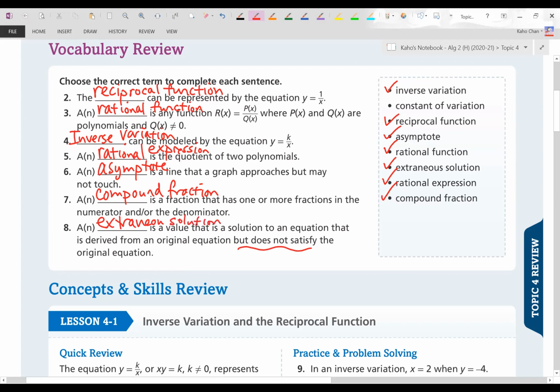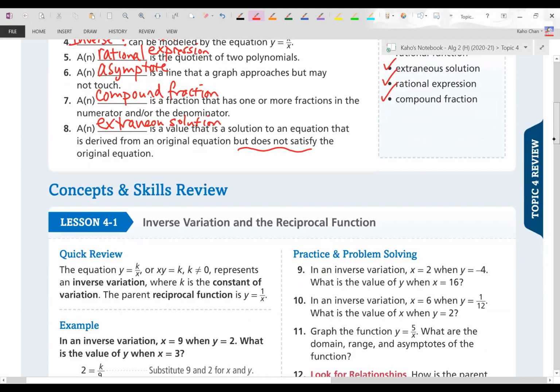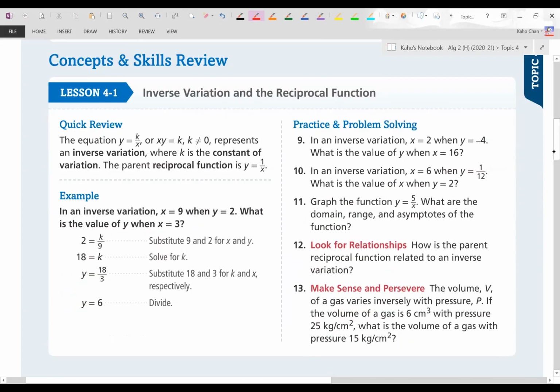A lot of vocabulary. Yay. I think we're ready to get started with the first section. Any questions? Great. 4-1, inverse variation and the reciprocal function. We have some vocabulary here. We have the actual equation, y equals k over x for inverse variation. We talked about how direct variation was also included in some of the homework. That's fine. K, of course, is the constant of variation. And of course, the name of that parent graph 1 over x is called the reciprocal function.